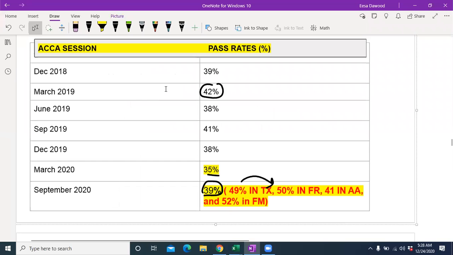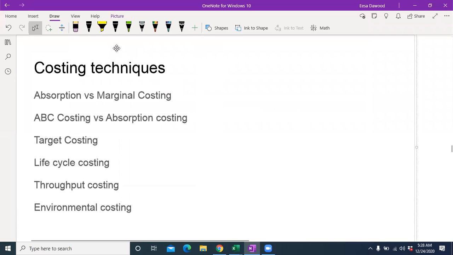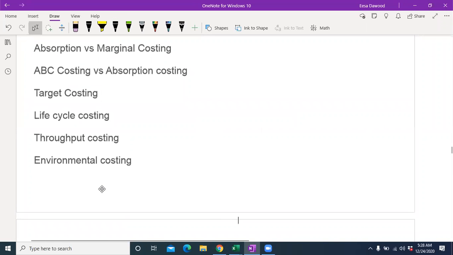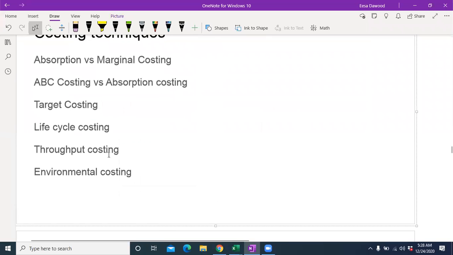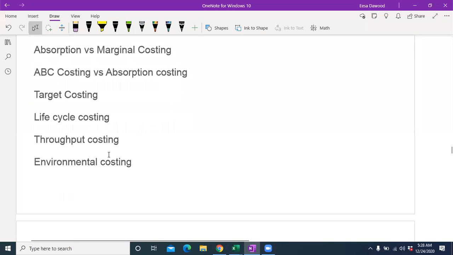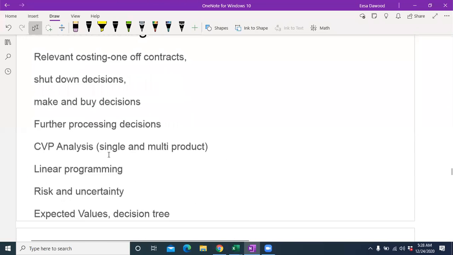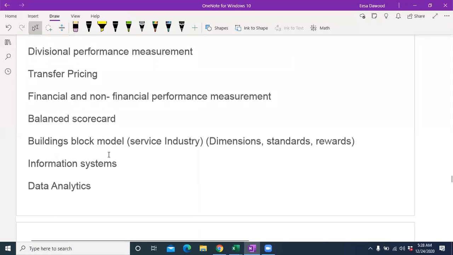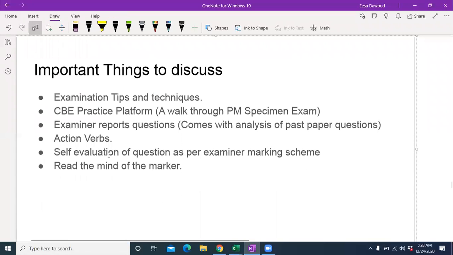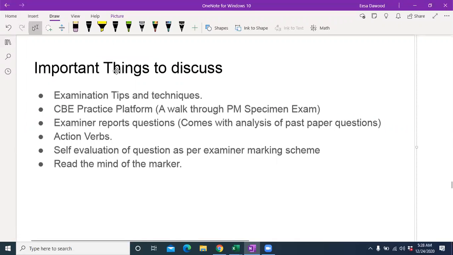I will go through each of the topic areas, for example in one section, advanced costing techniques. What are the topics that we will cover in each section, what you have already covered, and what will be new to you at the PM level. Just like in budgeting, in control, in decision making, in performance and information systems. So I'm going to discuss all those things, but let's quickly move on to the reasons for failure and the exam tips and techniques for that, right?